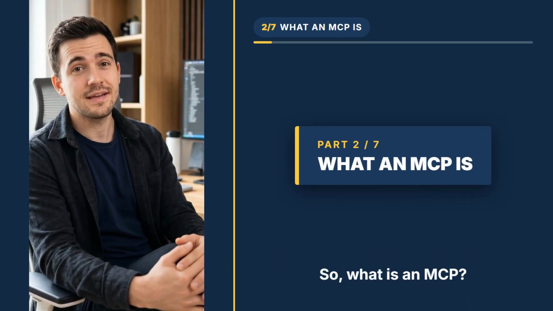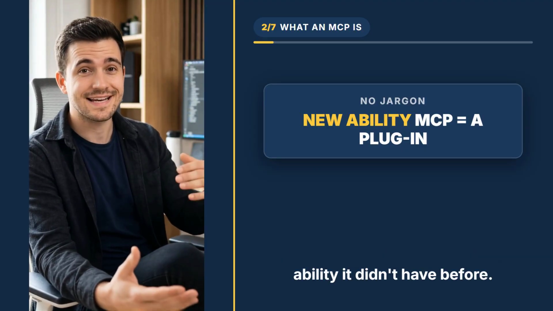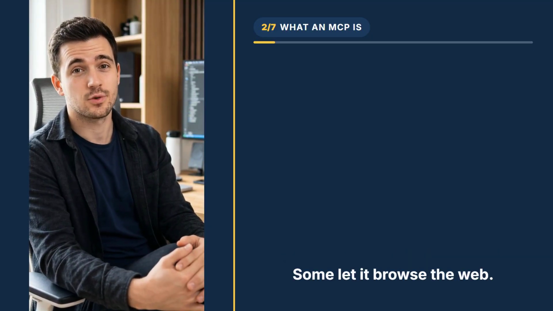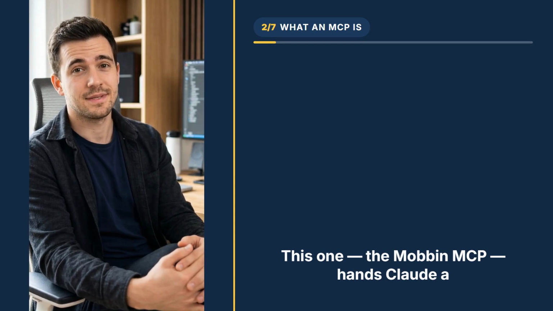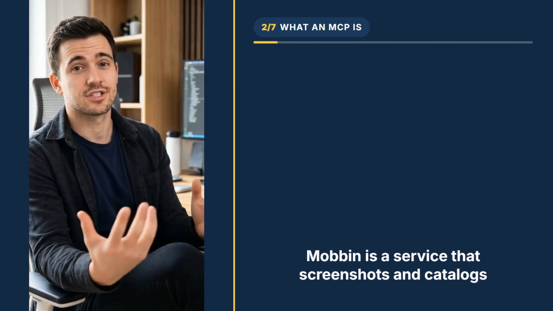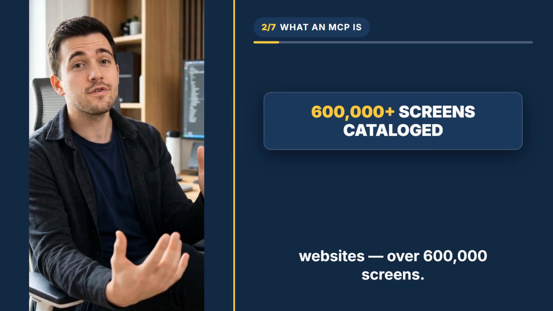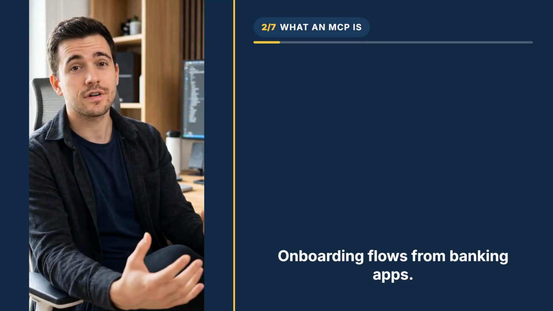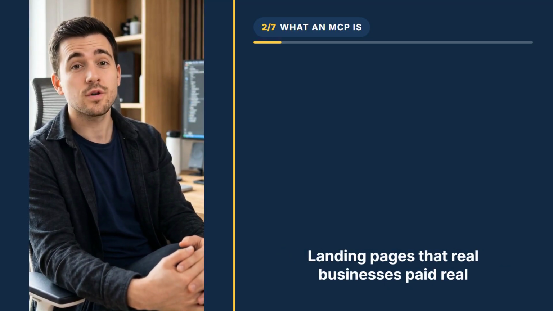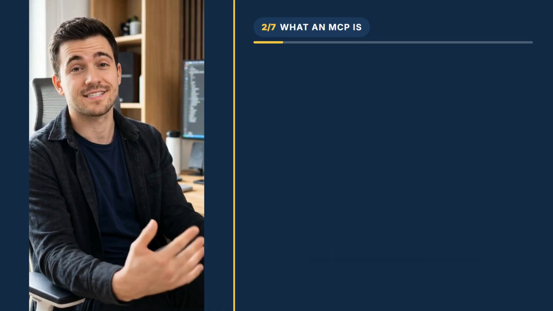So, what is an MCP? Forget the acronym. An MCP is a plugin that gives Claude a new ability it didn't have before. That's it. Some plugins let Claude read your email. Some let it browse the web. This one, the Mobbin MCP, hands Claude a design library, and not a small one. Mobbin is a service that screenshots and catalogs the designs of real successful apps and websites. Over 600,000 screens, onboarding flows from banking apps, pricing pages from software companies, landing pages that real businesses paid real designers to build. Designers have used Mobbin for years as their reference shelf.